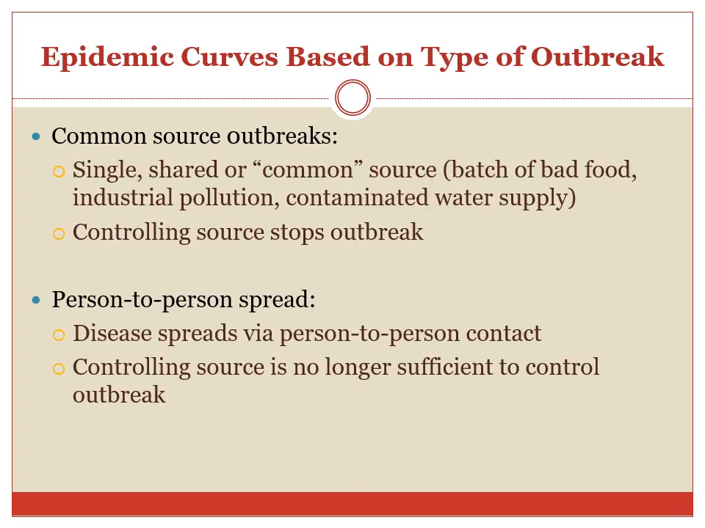So what we have spoken about so far are the common source outbreaks. Point outbreak, continuous outbreak, and intermittent outbreak. All of them are common source. What happens when you have a person-to-person spread? What does the epidemic curve look like?